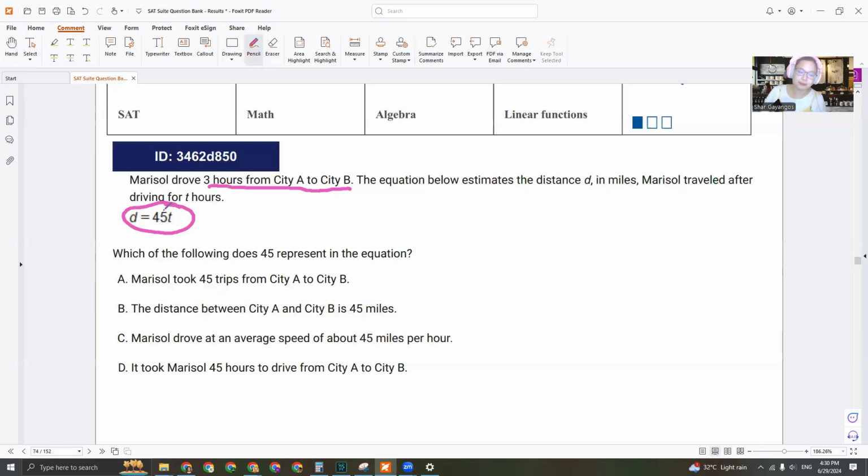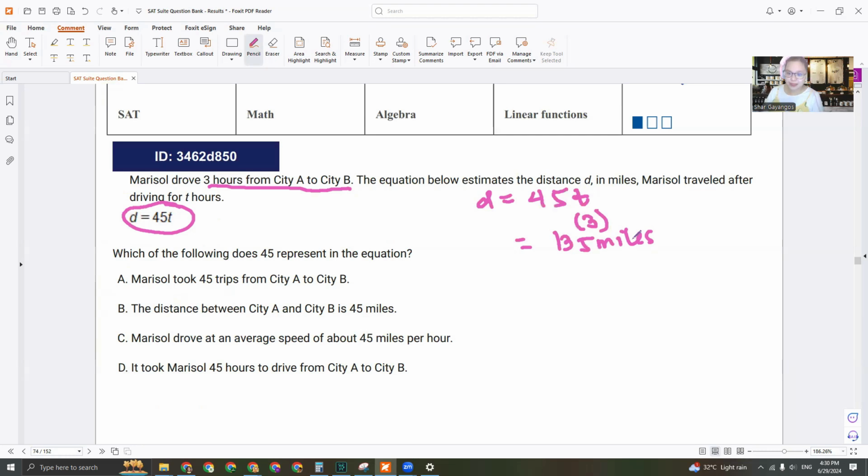So let's say d is equal to 45t. What does it mean if Marisol drove for 3 hours, right? This one is 135 miles. So meaning it's telling you the total distance that Marisol drove. For our example, 3 hours. So for 3 hours, she covered 135 miles. How do we generalize that?